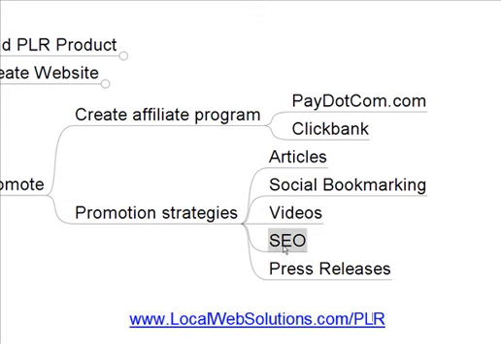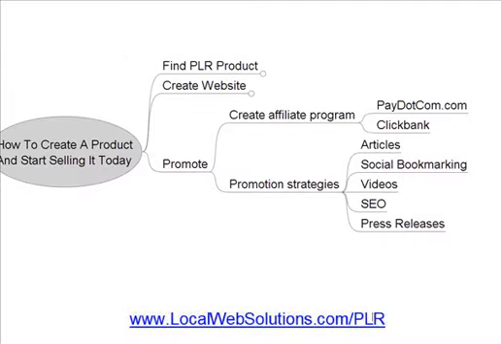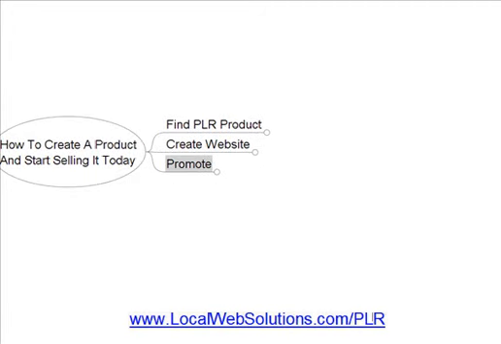You can do basic search engine optimization, and press releases are great too. For any product, if you can create an interesting press release, it can get picked up by newswire services, and you can generate a lot of traffic using press releases. So that's basically all there is to creating this system. You find a PLR product, you create a website, and you promote it. But the whole thing hinges around finding the right PLR product and then setting it up correctly.